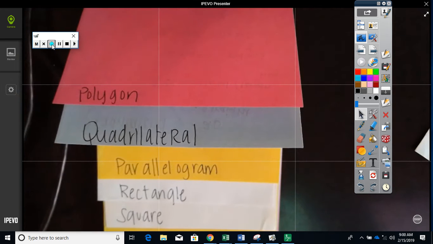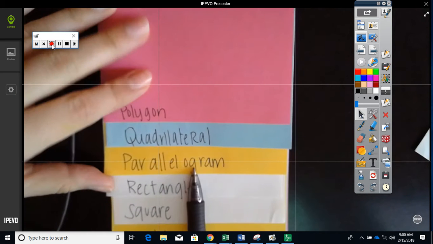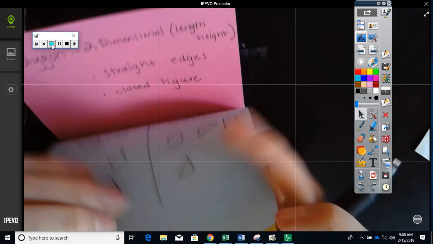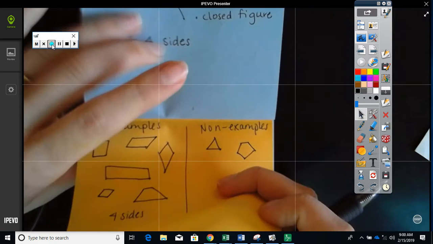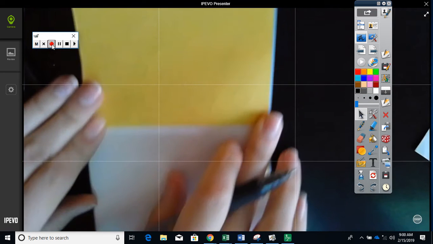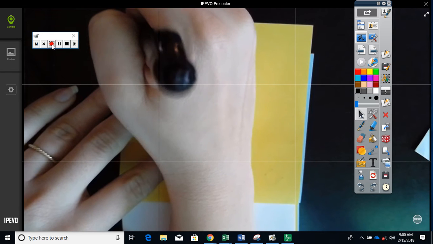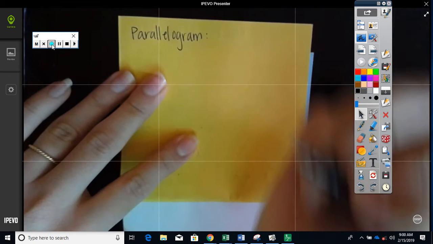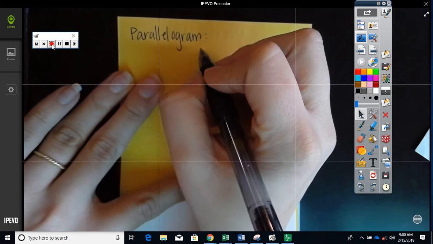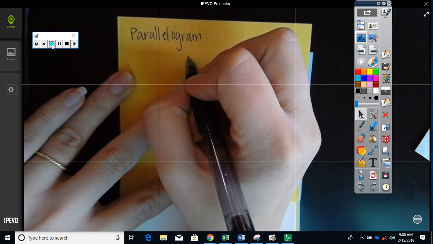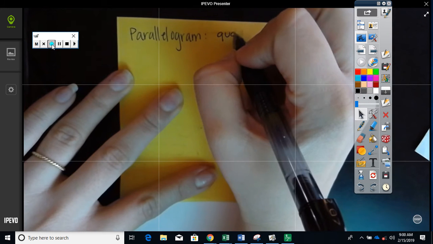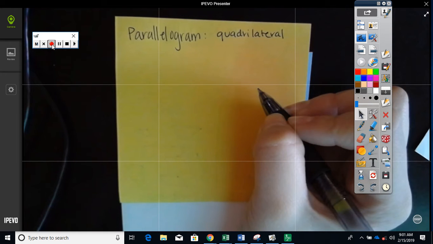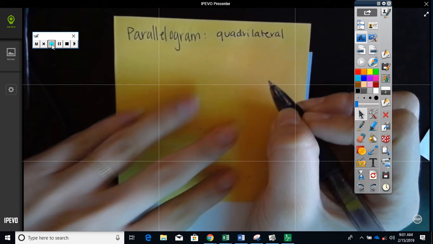Alright, parallelogram. A parallelogram is a polygon, so it's all the three things before. It's a quadrilateral. But what makes it different is two really important things that sometimes people forget that are way too important to forget. A parallelogram has the characteristics of a polygon. A short way of saying it, it's a quadrilateral. When I say it's a quadrilateral, it has to have four sides. It has to be a polygon.